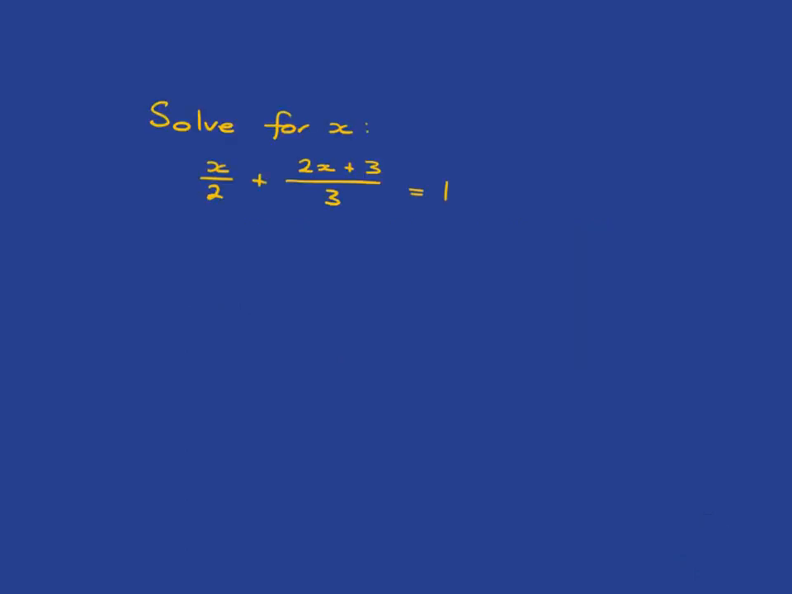Okay, here's the first one. What will be the very first step you do? That's right, you're going to find the lowest common multiple of 2 and 3 because you want to get rid of the fractions. And that lowest common multiple is easy to find. It's 6. What's your next step?